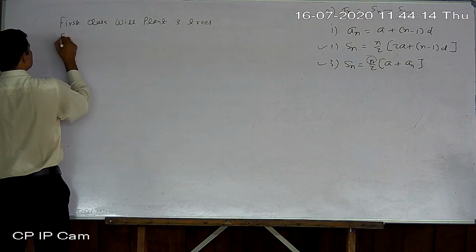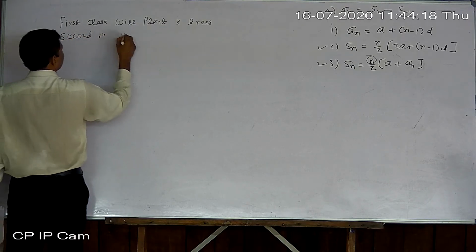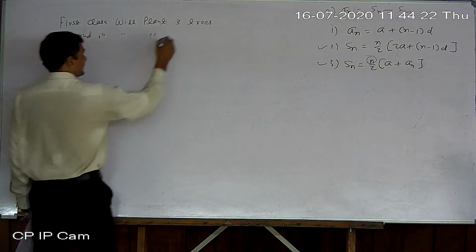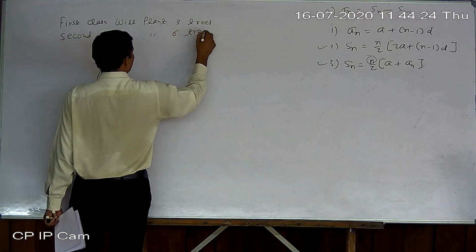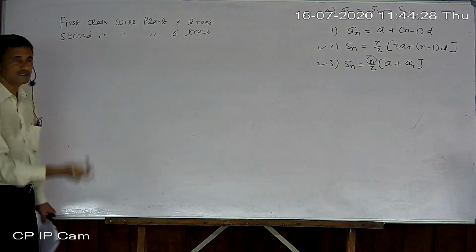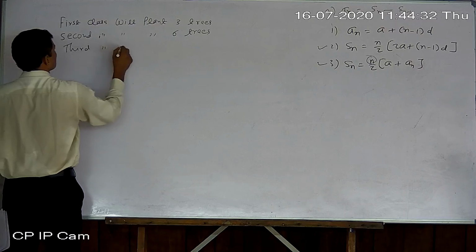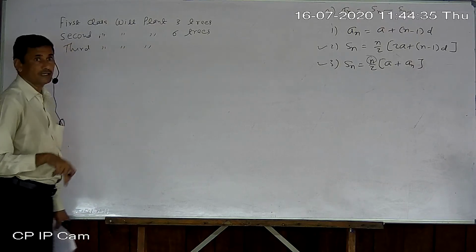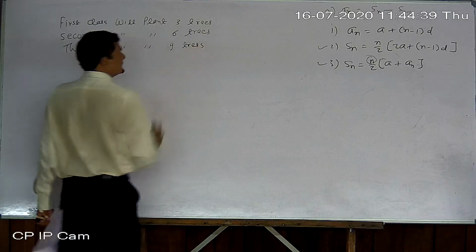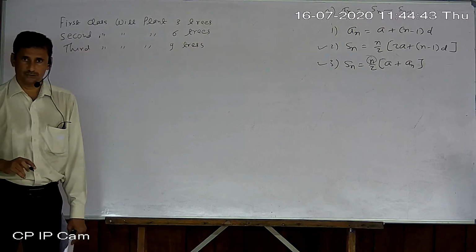Likewise, the second class will plant how many? 2 3s are 6 trees. Why? Each section has 2 trees, total 3 sections, so 2 3s are 6. Likewise, the third class will plant 3 3s are 9. Why? Because each section will plant 3, and there are total 3 sections.